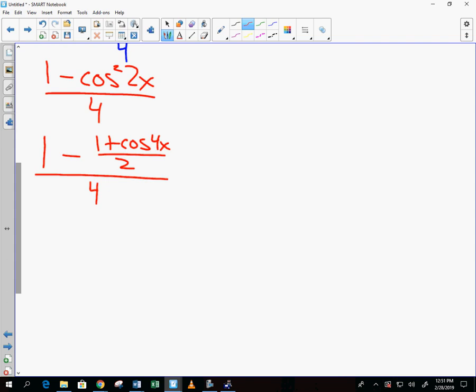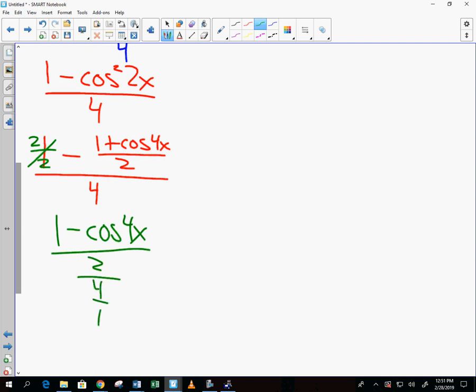Now I have a complex fraction. What do I do? Okay, so I've heard some really good things. Eventually, you're going to multiply by the reciprocal, but right now, you're going to find common denominators, right? So I get 2 minus 1 is 1. Is it going to be a positive cosine of 4x or a negative cosine of 4x? Negative cosine of 4x over 2 over 4 over 1.